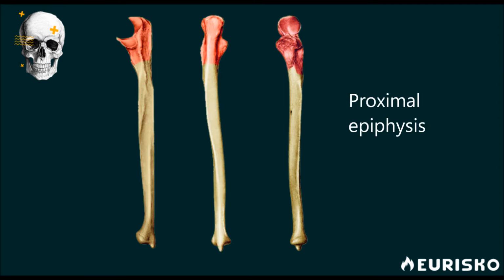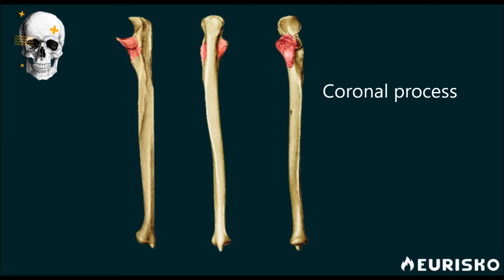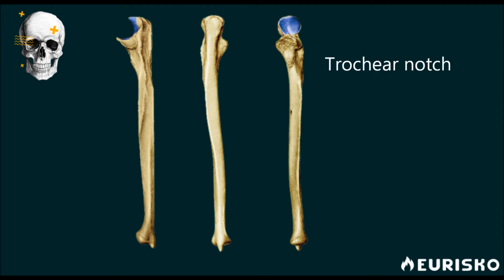Ulna has a proximal epiphysis, shaft, and distal epiphysis. The proximal epiphysis is composed of the coronoid process on the anterior surface, olecranon on the backside, and trochlear notch situated between. It is the articular facet connecting humerus and ulna. There is also an articular facet for the radius called the radial notch.